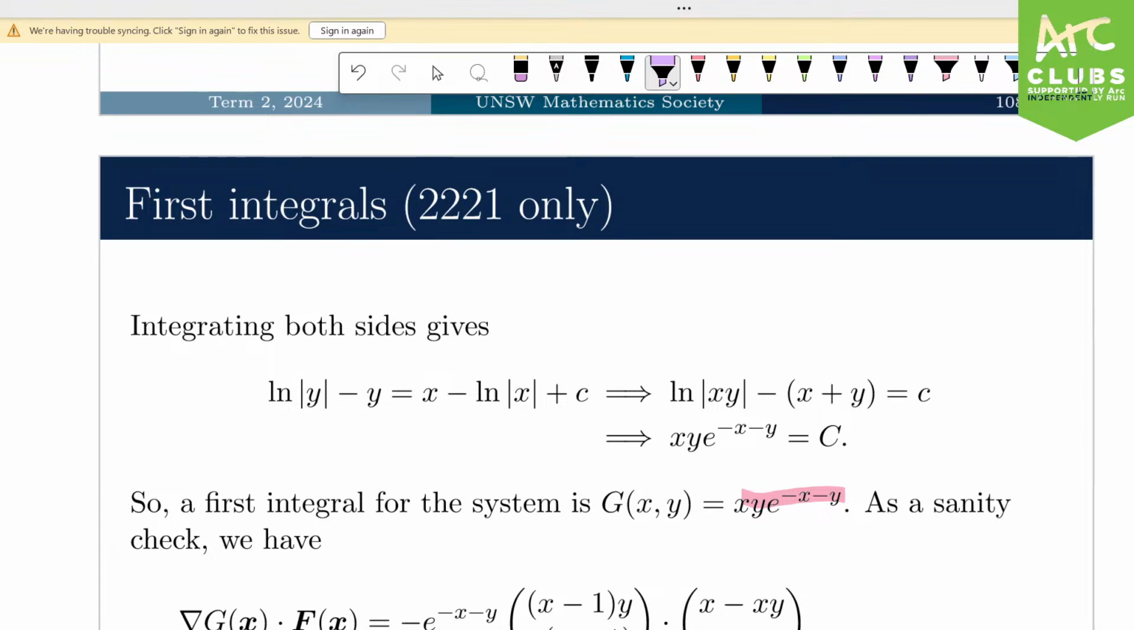But we have a negative here. So this whole thing inside here goes to 0. So we arrive at the solution that these are perpendicular, the dot product is 0. G is therefore the first integral of this system. So yeah, that's how we check our solution is right.